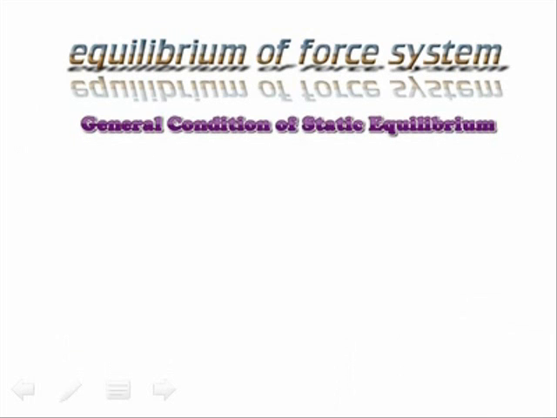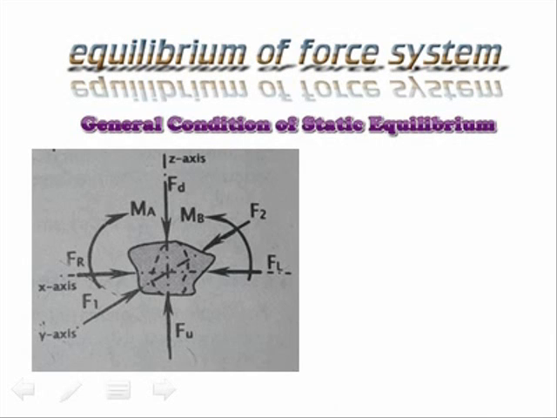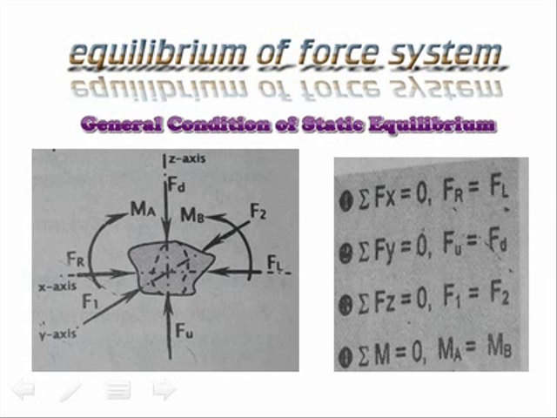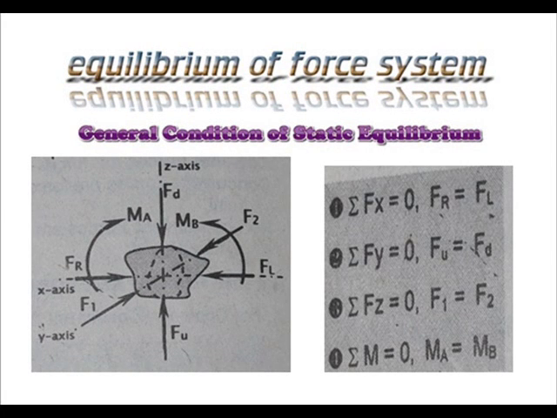The equilibrium of force system. General condition of static equilibrium. The summation of forces at x must be equal to 0, as well as y and z. The summation of M must be equal to 0 also. Fr will be equal to Fl, Fu is equal to Fd, F1 is equal to F2, Ma is equal to Mb.